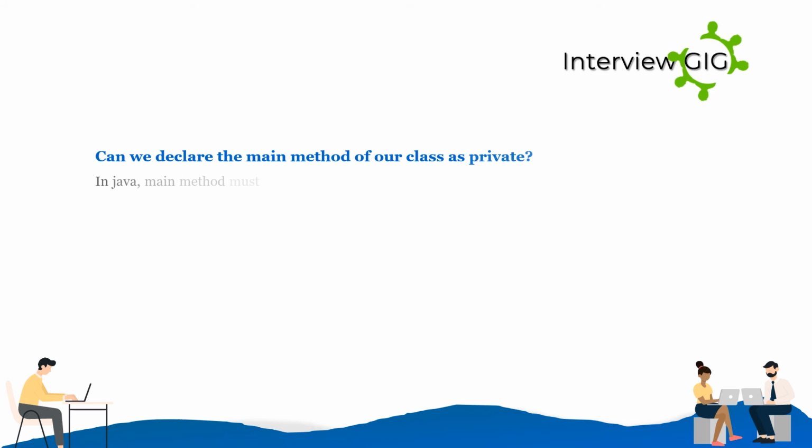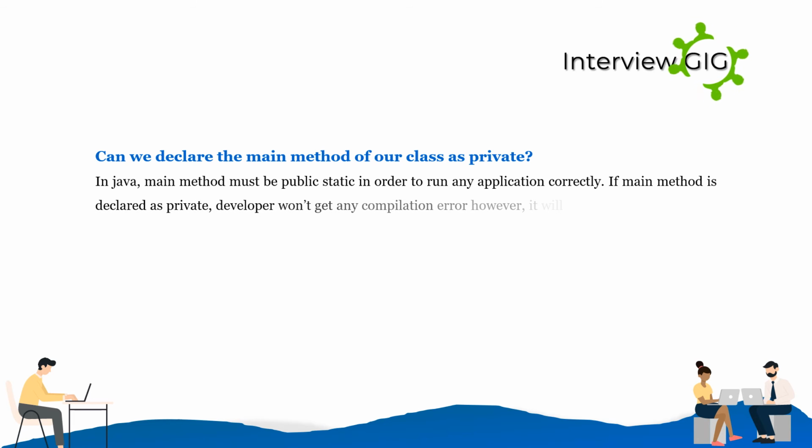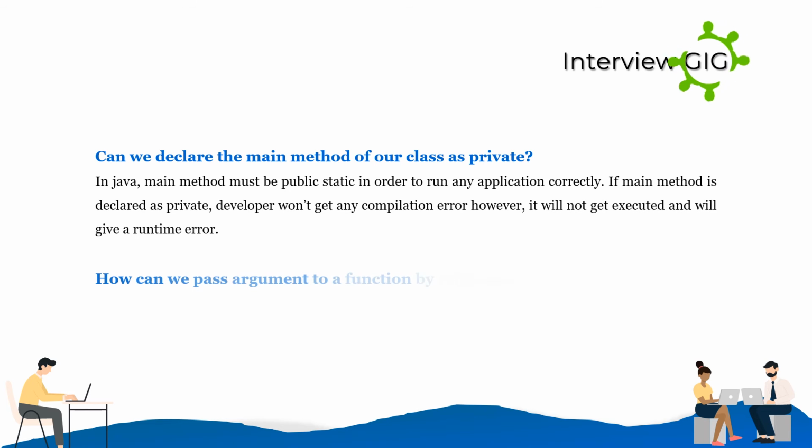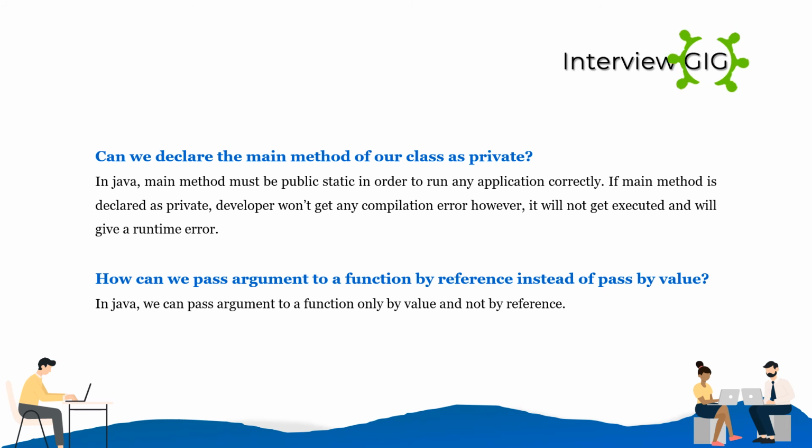Can we declare the main method of our class as private? In Java, main method must be public static in order to run any application correctly. If main method is declared as private, developer won't get any compilation error. However, it will not get executed and will give a runtime error. How can we pass argument to a function by reference instead of pass by value? In Java, we can pass argument to a function only by value and not by reference.